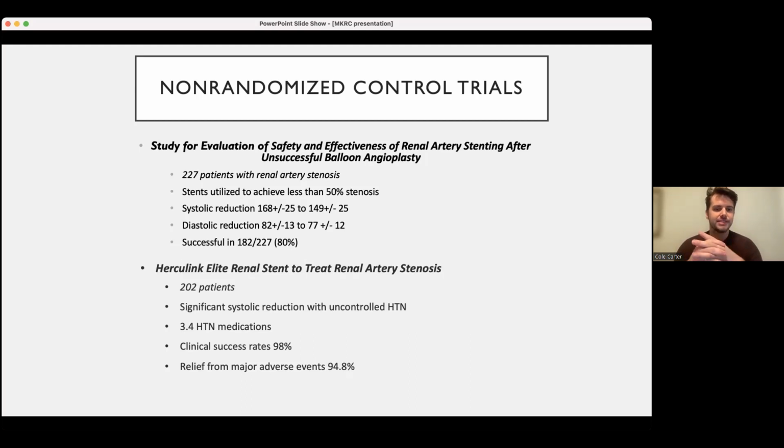It was found to have a significant systolic reduction with uncontrolled hypertension. The reason the study worked really well is because the mean number of medications these patients were on for hypertension was 3.4, so over the guideline-directed medical therapies. They were really trying to control their blood pressure. It would be a limitation if it was under 3. The clinical success rate of dropping their blood pressure was 98%, and relief from major adverse events was 94.8%. These major adverse events were hospitalizations and blood pressure crises.